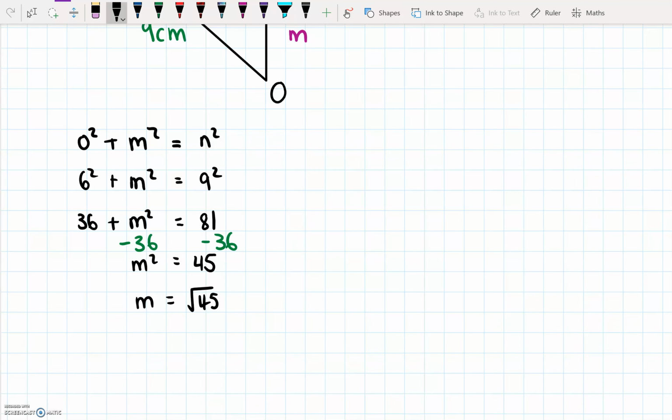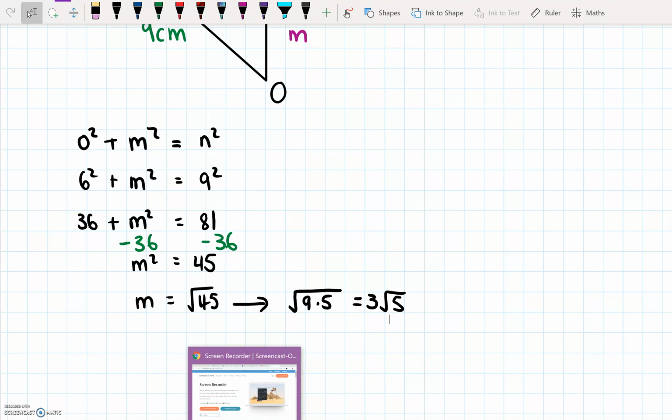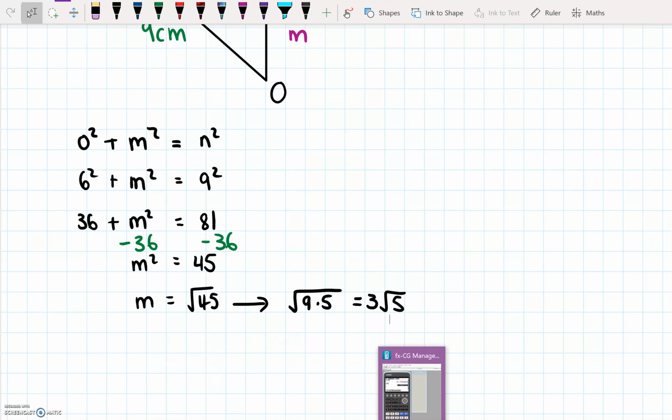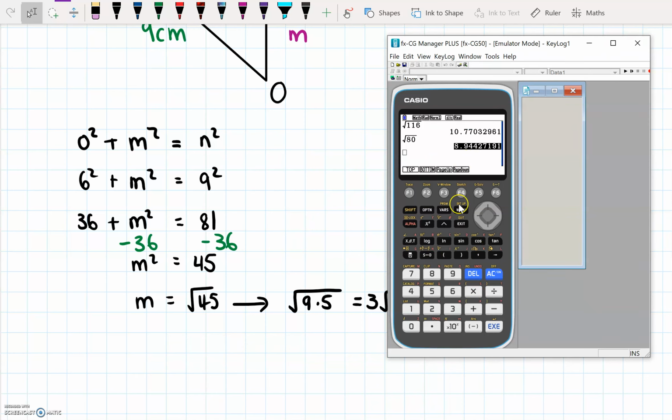Okay, now again, this is in exact form, and just to remind you guys, we can also simplify this. So this is the same as the square root of 9 times 5, which is equal to 3 root 5. Okay, this would be if we were asking for this in exact form. But we did give you a distance, and typically when we give you a distance as a final answer, we do want a decimal. So let's go to our calculator.